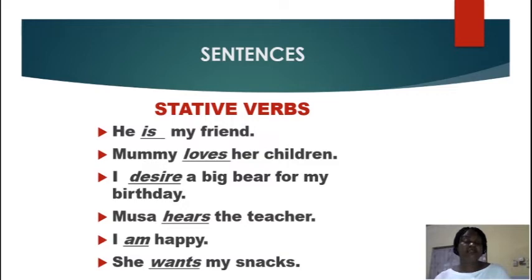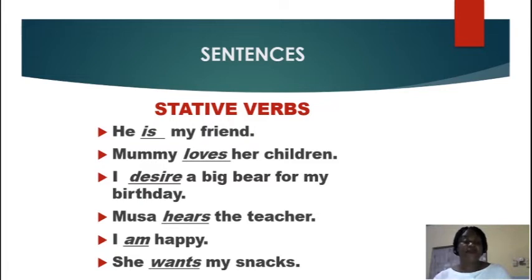The next example, Musa hears the teacher. The idea of hearing is something that is personal to one. If I speak to you, your ability to hear me or not depends on you. I don't see it, I don't know, but it depends on you in the sense that you will be the one to say, I heard you or I cannot hear you. So, here is a verb.